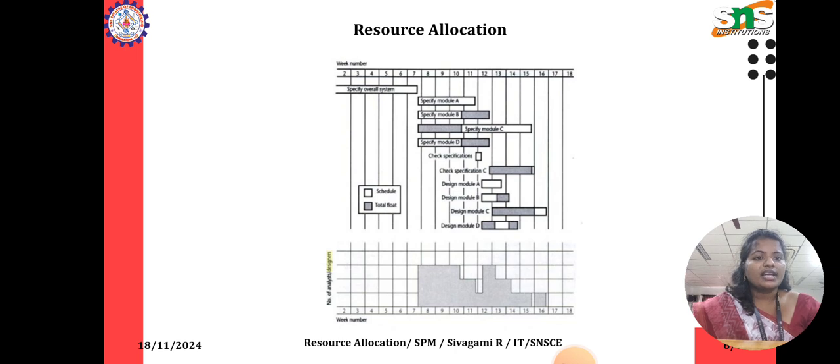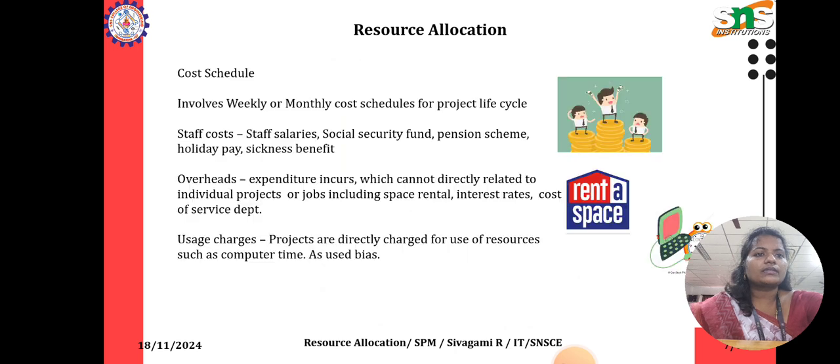Here I give a picture, a chart for resource allocation. You just go through it. And then the next is cost scheduling. It involves weekly or monthly cost schedules for the project life cycle.